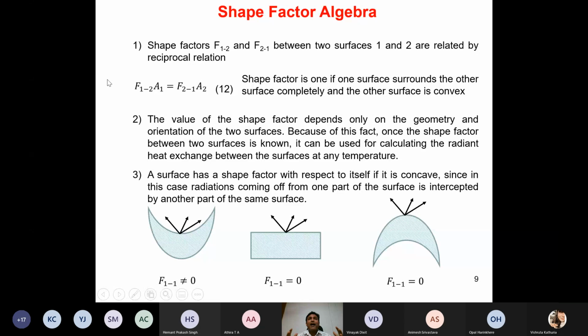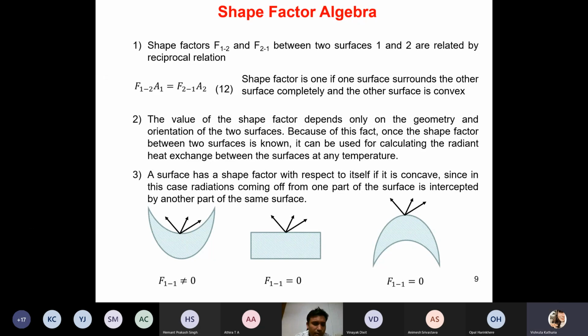Okay. Again, you can simplify this reciprocal relation a little bit. If one surface completely encapsulates the other, that means one surface surrounds the other surface completely, then the shape factor corresponding to that surface is just 1. For example, A2 is surrounding A1 completely. In that case, F21 is going to be just 1. So we can calculate F12 as just A2 divided by A1. So the ratio of their areas will directly give you the shape factor. Okay, is it clear?